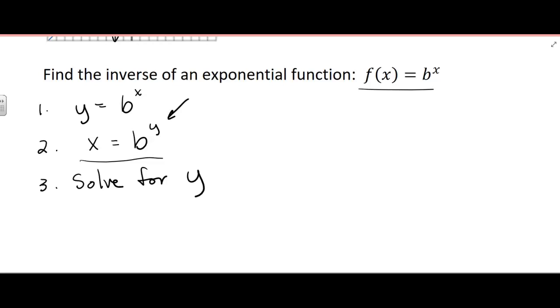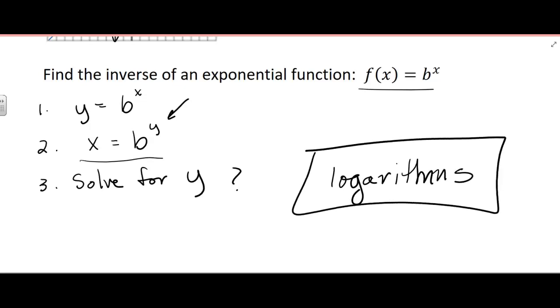Okay, and we're going to show you how to do that. We're going to introduce what are called logarithms now. Logarithms are going to solve that problem for us. Introduction to logarithms, and we'll do that in the next video.